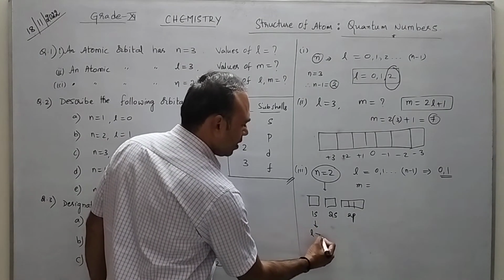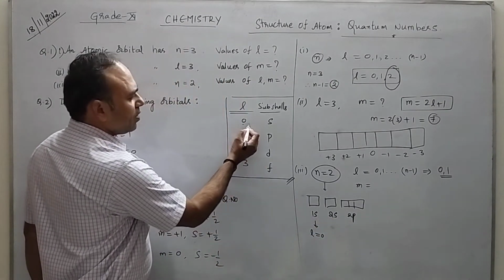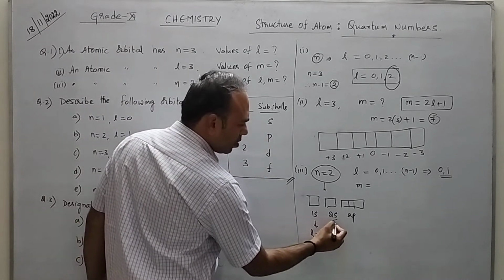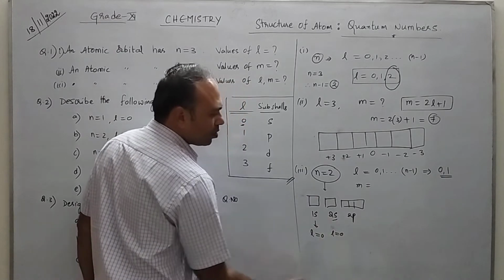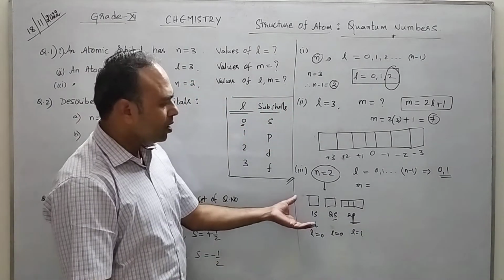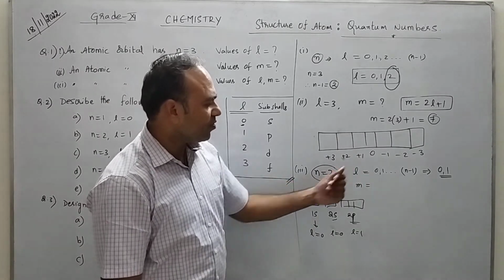What is the value here? L is 0, you know that. If L is 0, it is s. So for s, it is 0. Here also, what is the value of L? 0. Now for p, what is the value? L is equal to 1. Either you can draw the box diagrams or you can use the formula.